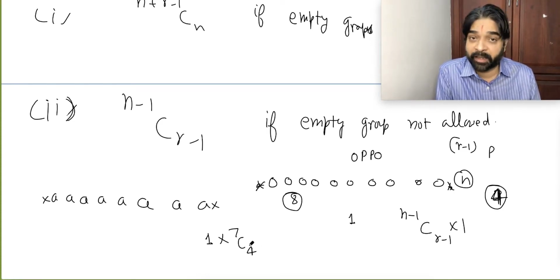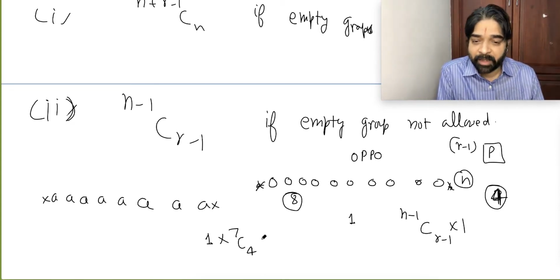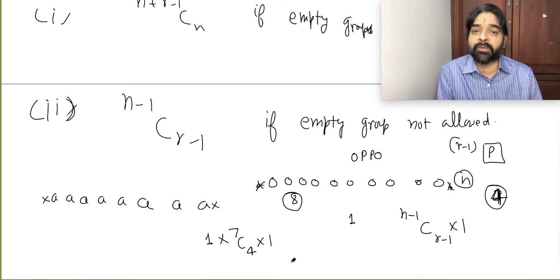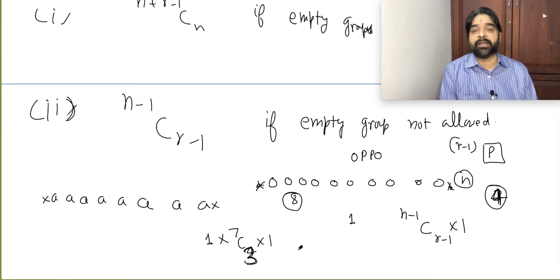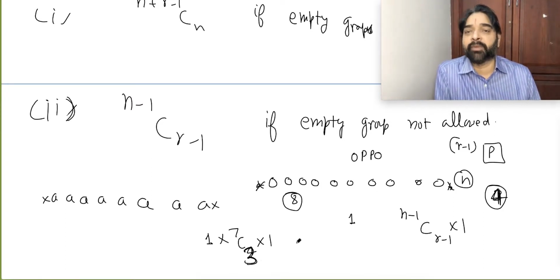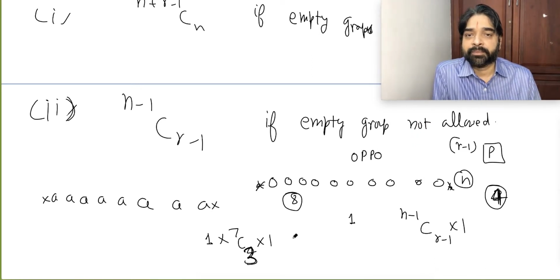From 7 gaps, I want 4 places. Arrangement I am not doing directly. First I want to place, so 4 places I selected. In those 4 places, I want to arrange 4 P's. All P's are the same, so into 1. So the answer will be 7C4. Something wrong I did, I am sorry. No, correct me. How many groups do we want? 4 groups. So 3 partitions, sorry. 3 partitions are needed. Is this clear to everybody? Did all of you understand?